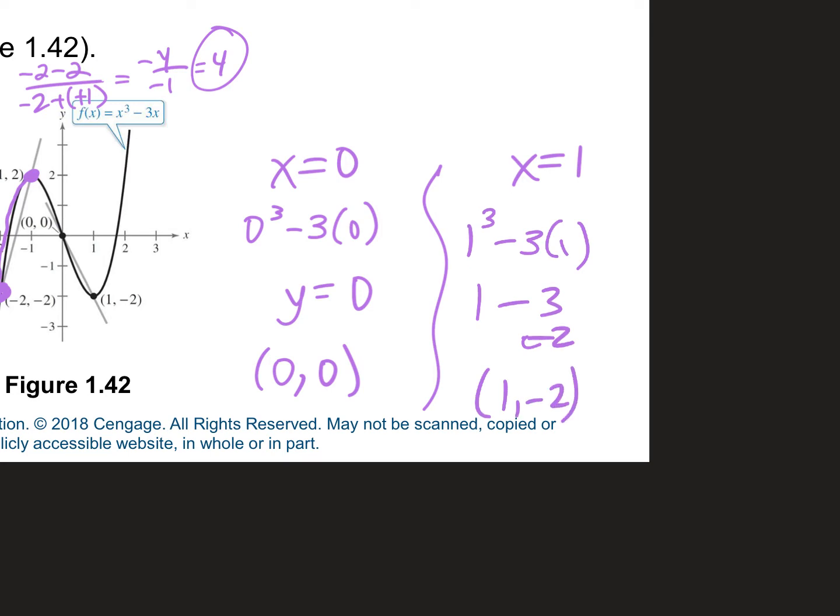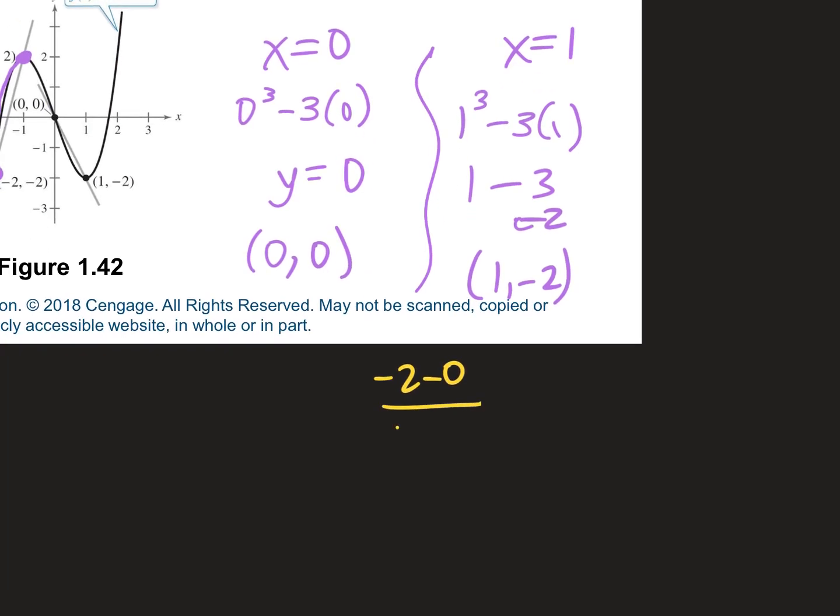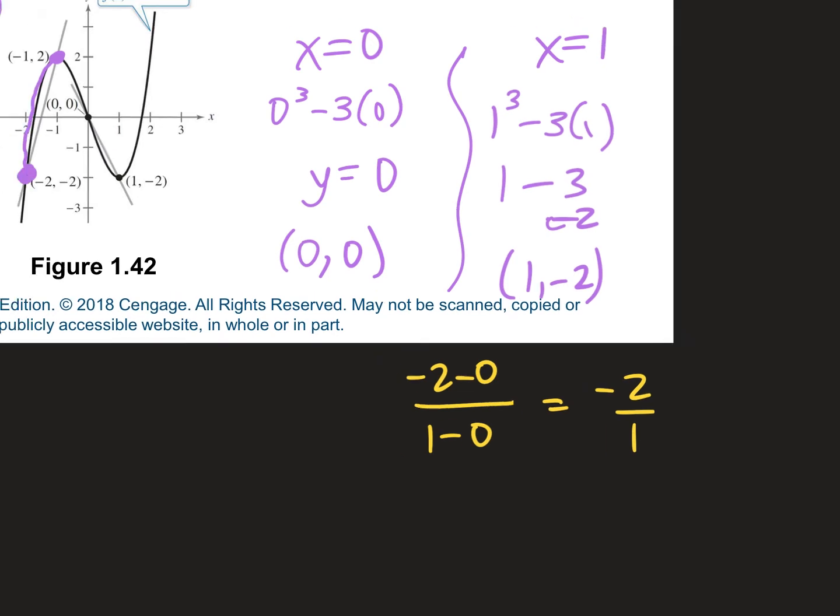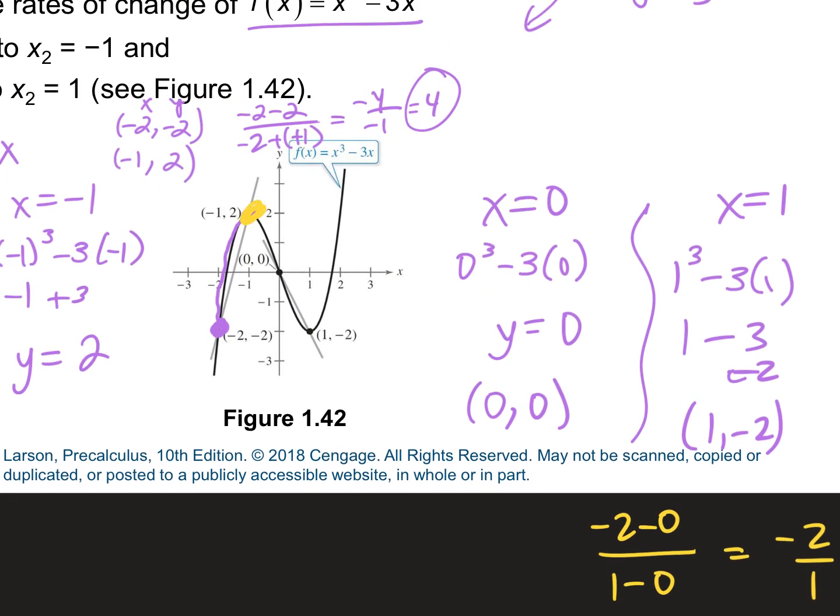How do I find the rate of change over this interval? The slope formula, y2 minus y1. So -2 minus 0 and 1 minus 0. -2 over 1. Yes? Okay, so from this point to this point, follow your function. What's it doing? Decreasing. So it should make sense that our average rate of change is negative.